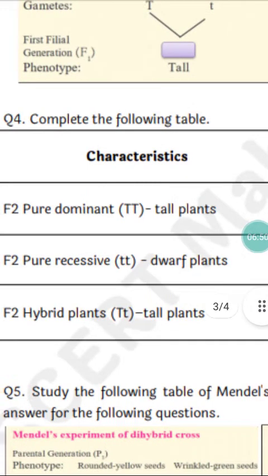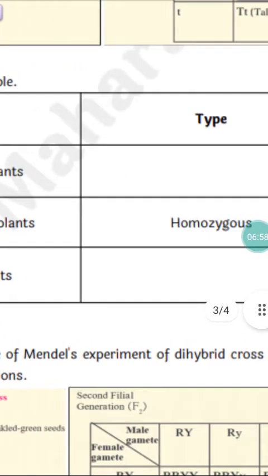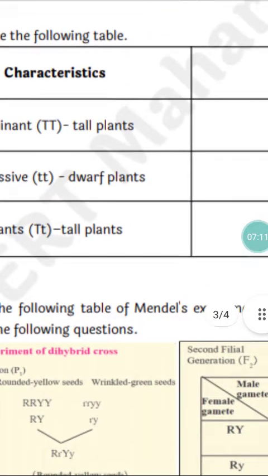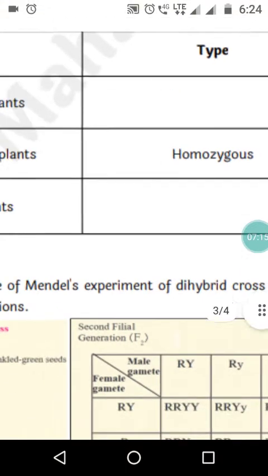The second one is given, that is small t, both are small recessive but both are the same, that is in the homozygous condition. Okay. Now the third one is F2 hybrid plant, capital T small t tall plant, but here one is a capital T and another one is a small t, means both are not the same, so they are called heterozygous. So you can write here the heterozygous condition.